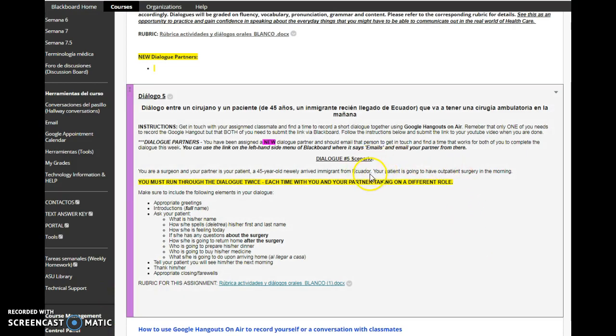Okay, so dialogue 5: one person will be the surgeon at first, and the second person is a patient. This patient will be a 45-year-old newly arrived immigrant from Ecuador, and is going to be having outpatient surgery in the morning. So you'll have what we've always had, with the appropriate greetings and introductions.